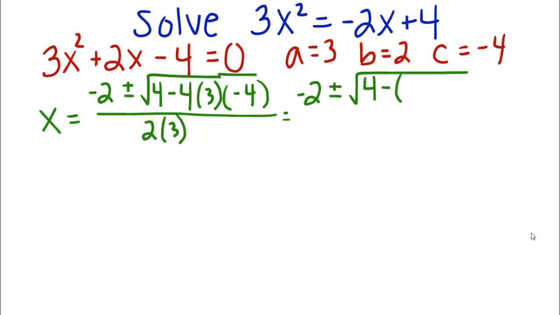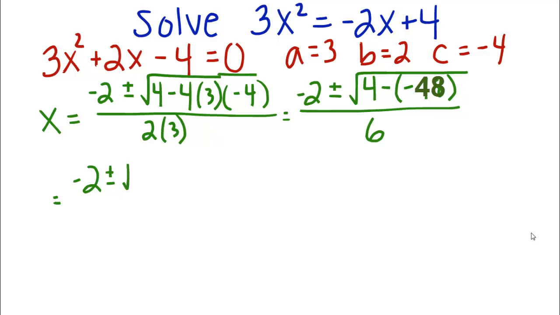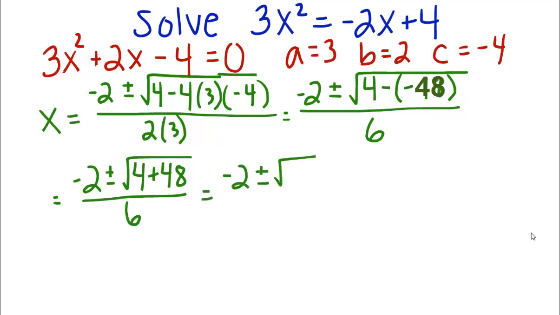Look what happened when c was negative. Inside the radical, we ended up subtracting a negative number. That's really addition. This is going to be the part where it's easy to make mistakes. We're just plugging in, but be careful about subtracting a negative number. This ends up being negative 2 plus or minus the square root of 4 plus 48 all over 6, which is negative 2 plus or minus root 52 all over 6.